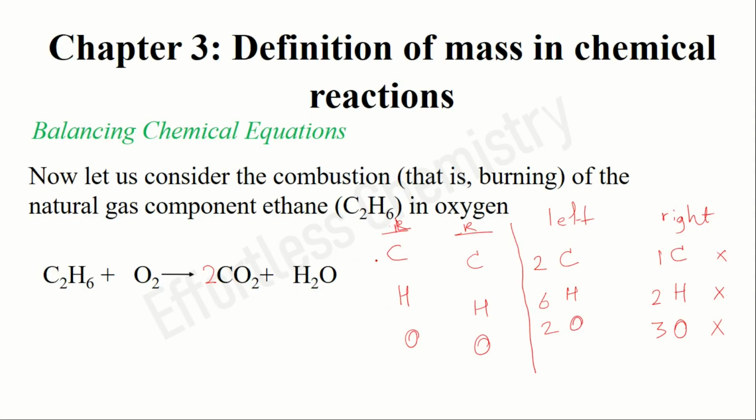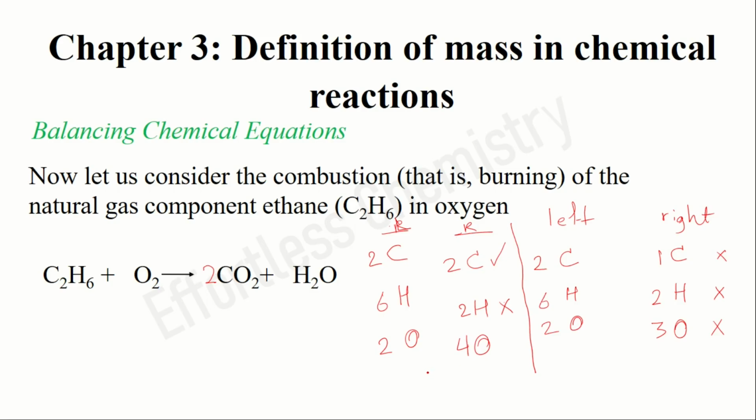For the left side, 2 of carbon. It seems that we were successful in balancing it. For the hydrogen, it still needs to be balanced. 6, 2. Again, it's not balanced. And for the oxygen, we have 2 and 4.